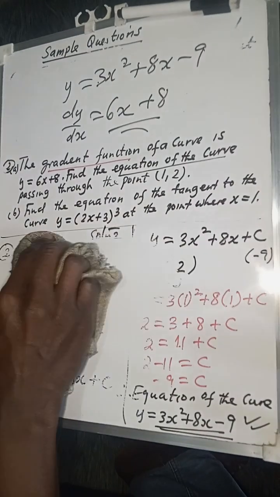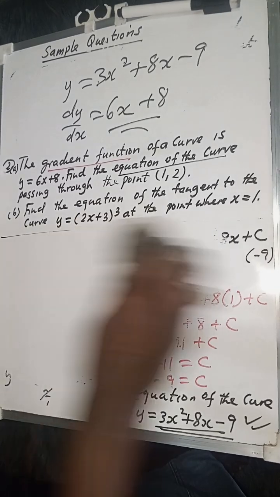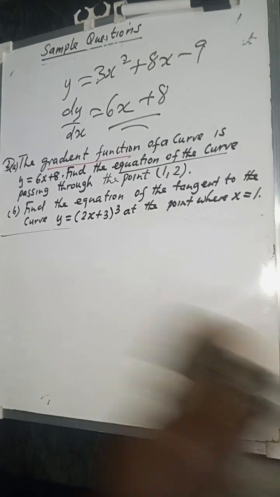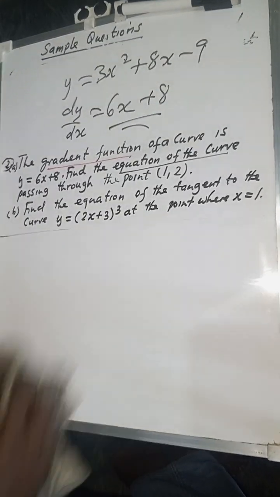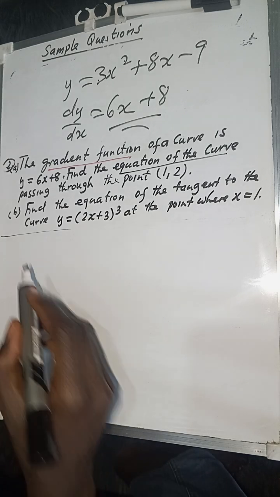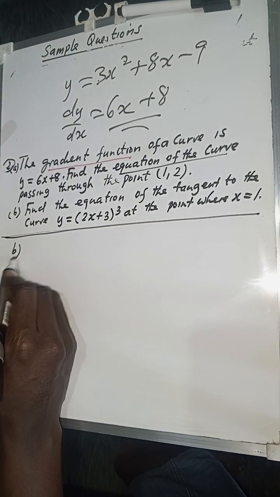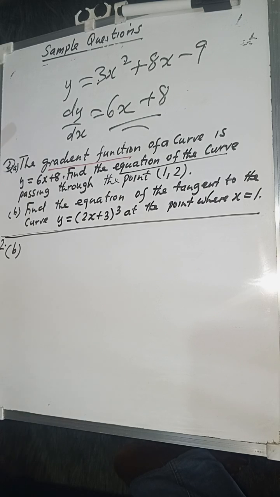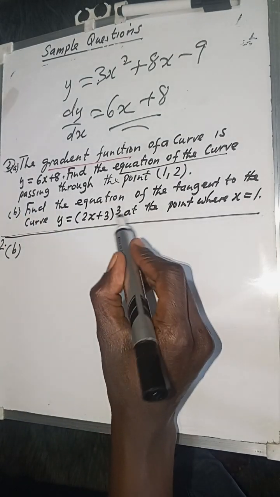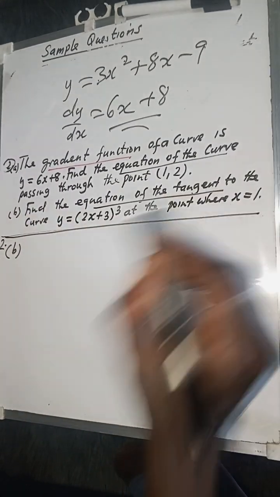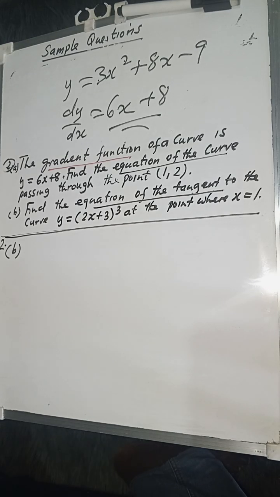Let's look at the B part and see how we need to do that. Remember, I talked about the chain rule when differentiating. So the B part in this ECZ question required you to apply that. So find the equation of the tangent. They want us to find the equation of the tangent to the curve.